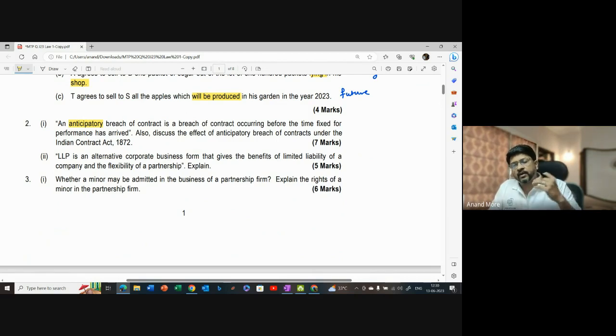But if the contract is kept alive like this, if it is not immediately cancelled, in that case, if any supervening impossibility occurs from the date of communication of anticipatory breach to the actual due date of performance of the contract, then the other party who has already communicated unwillingness or inability to complete the contract can take the benefit of supervening impossibility and can get out of the contract without paying any damages. So these are the points which are required to be covered in the answer.